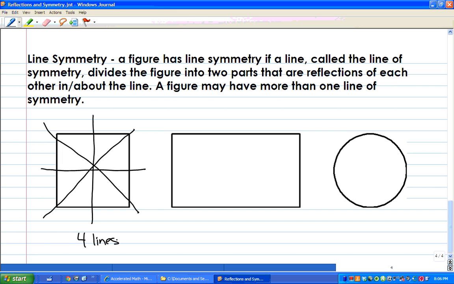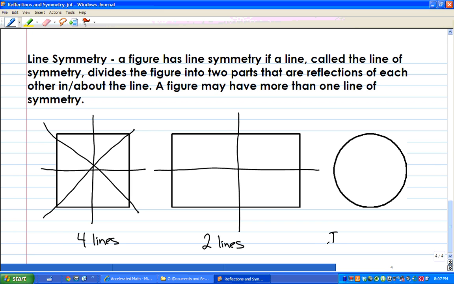A lot of people think the same thing for a rectangle, but that's not the case. A rectangle has one here, and it has one here. It doesn't work diagonally because when you flip them over, they wouldn't line up. They wouldn't be exact mirror images of each other. So this one is 2 lines.